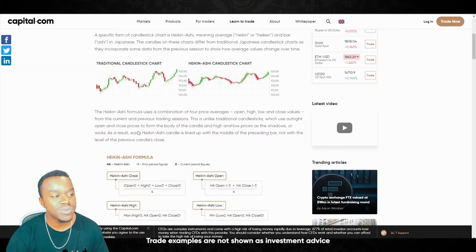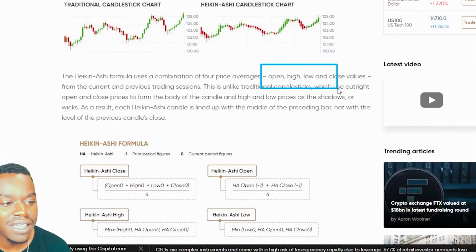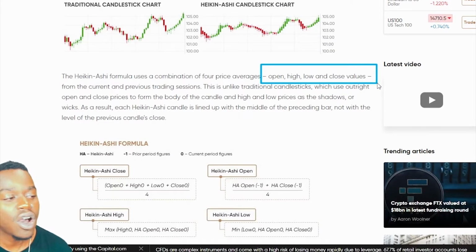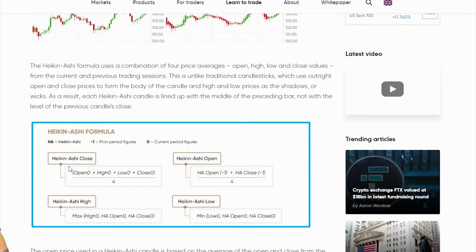But like I mentioned, Heikin Ashi will give you a slightly different price than the one you are looking at in a normal price chart. That's because the Heikin Ashi formula uses a combination of 4 average price ranges: the open, the high, the low, and the close values, all from the current and previous trading session or candle. And if you look right here, we have the formulas. To get the Heikin Ashi close, it uses the open, the high, the low, plus the close, and then divides them all by 4 and gives you the close of that candle.